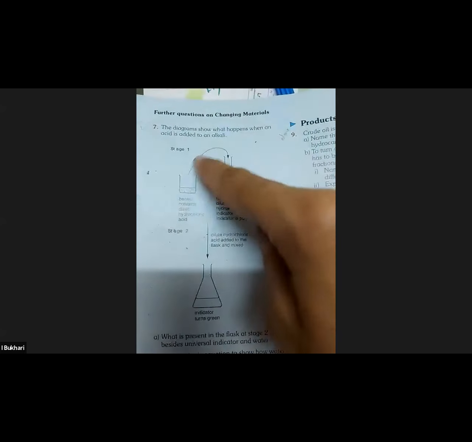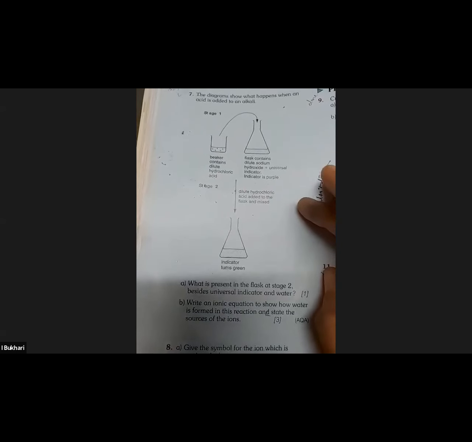Now in stage 2, we added this. Gradually, dilute hydrochloric acid is added to the flask and mixed. Now the indicator turns green. You don't have this question? Oh, okay, just follow with me then. I think this question is in the old book. Okay, so the indicator turns green. What is present in the flask at stage 2 besides universal indicator and water?